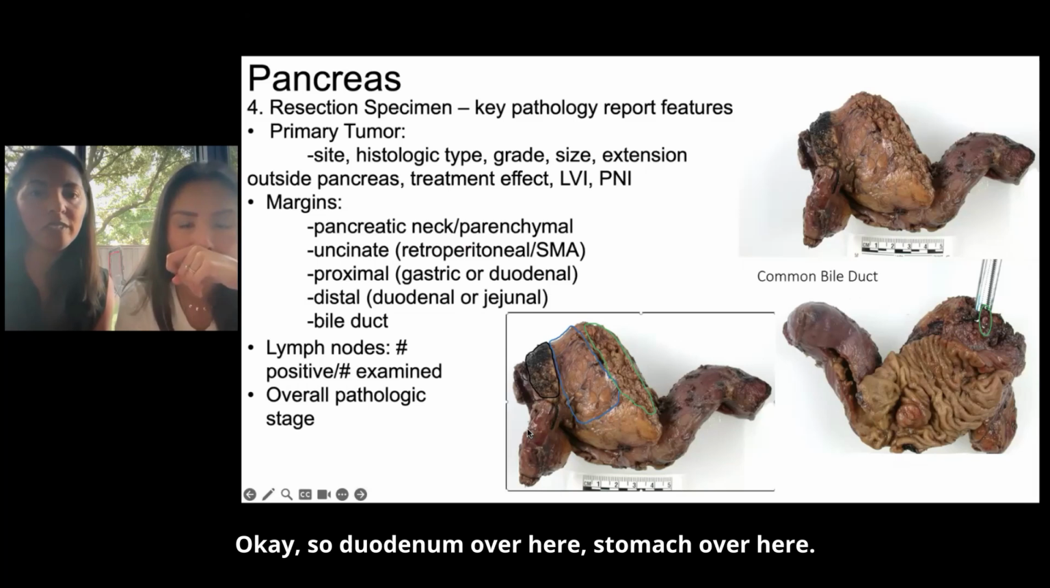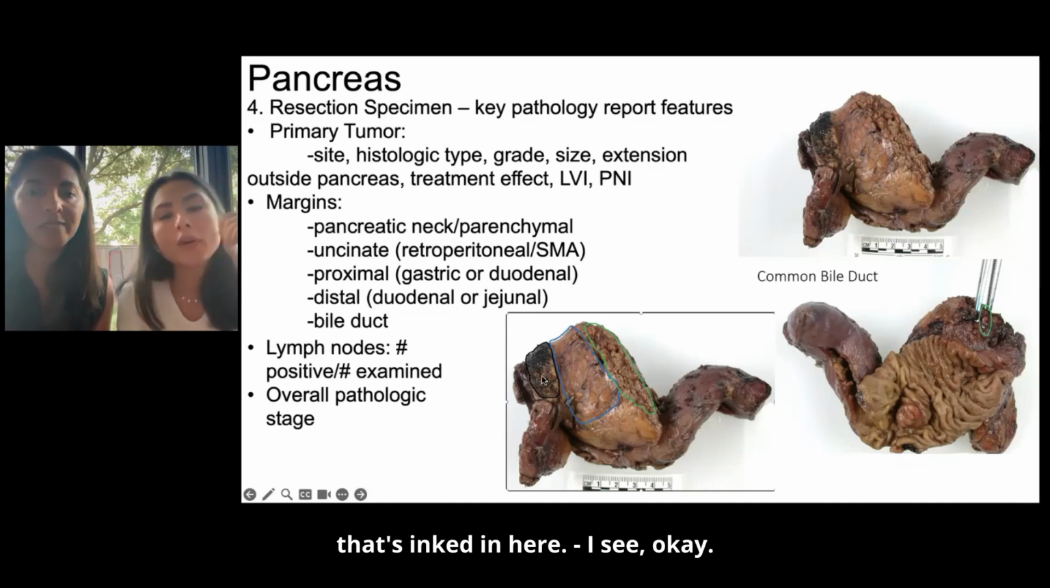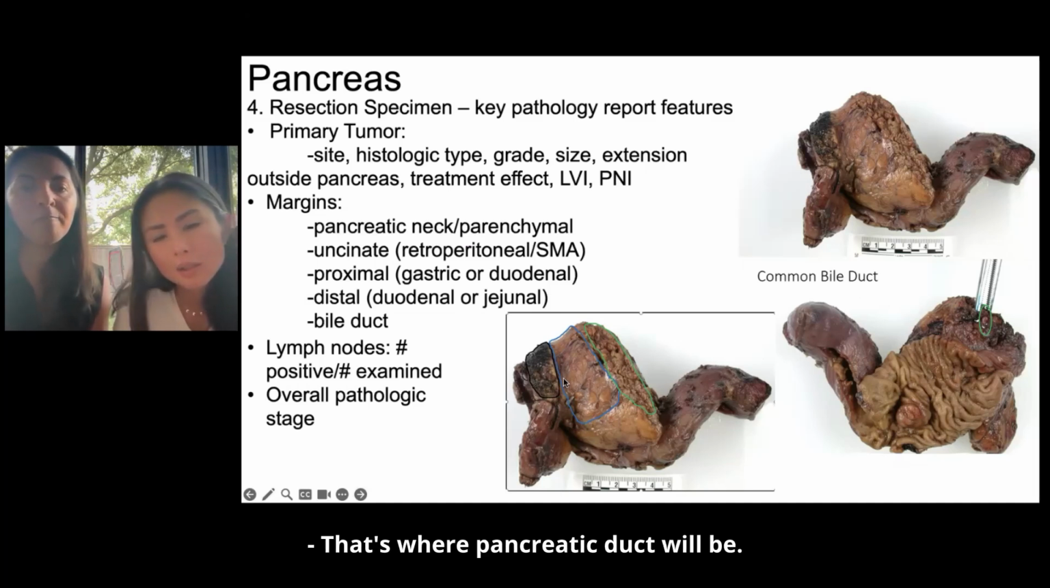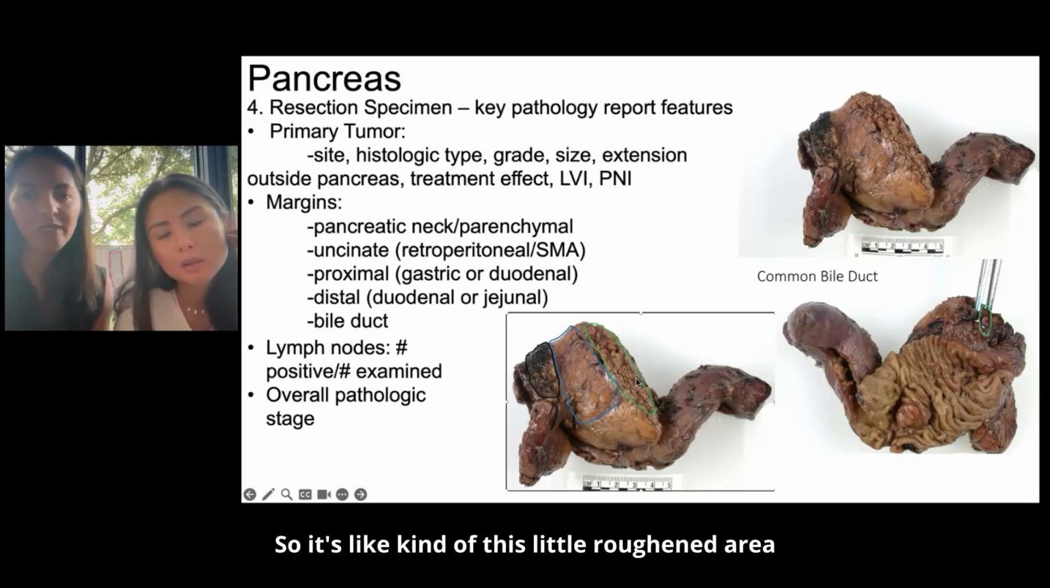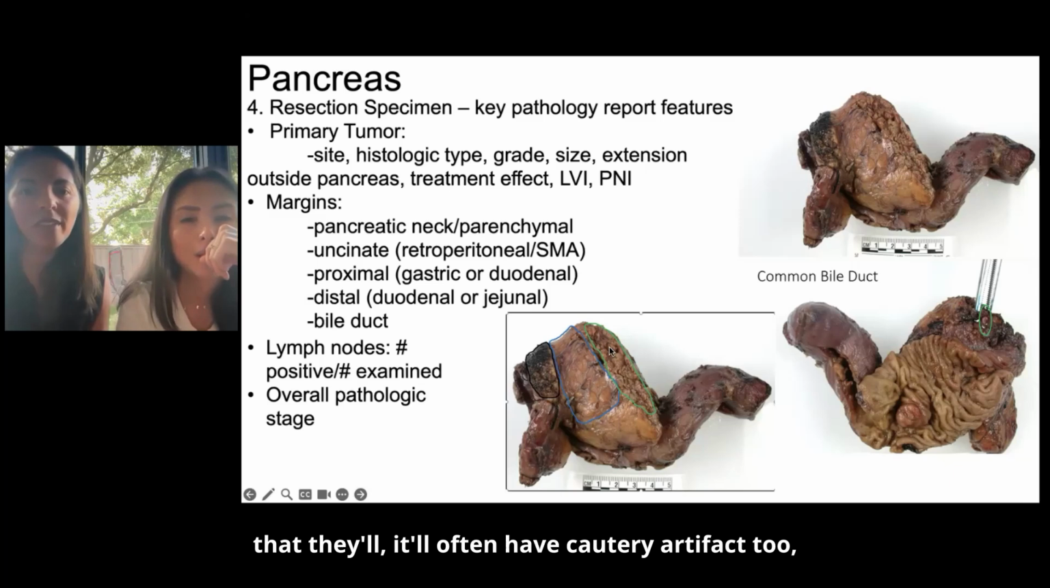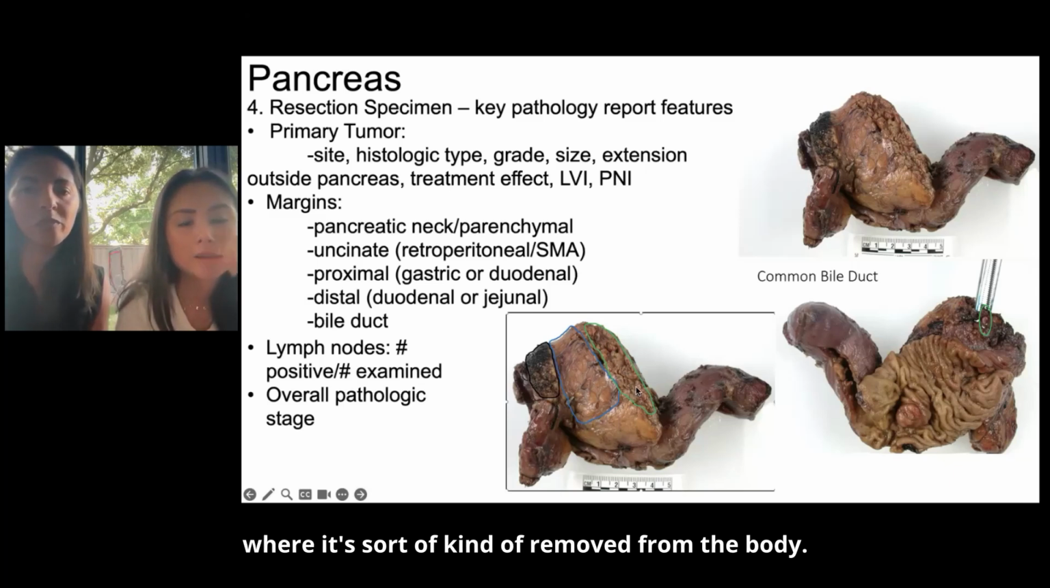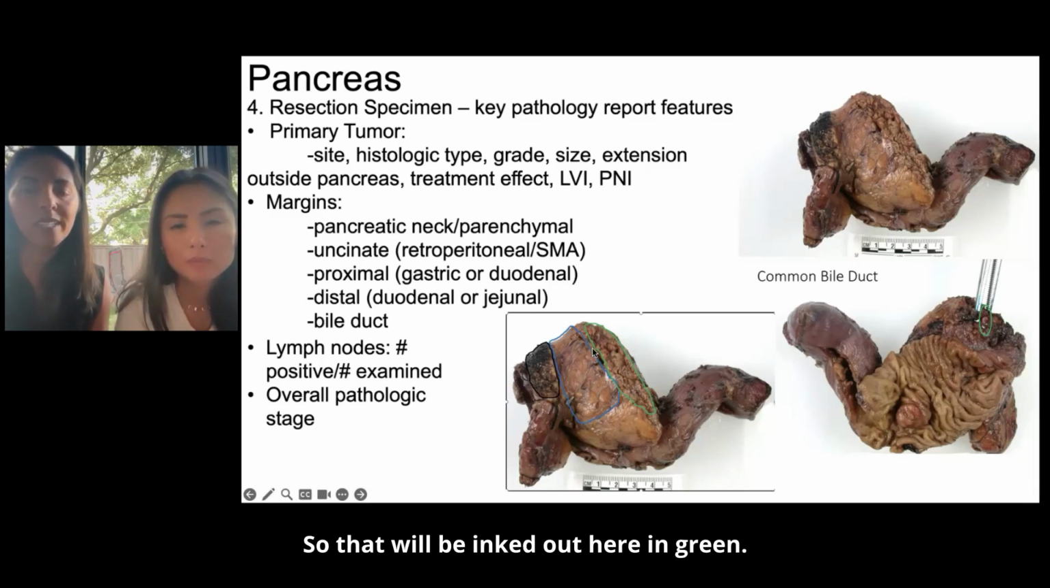Okay, so duodenum over here, stomach over here. This is the pancreas itself. This is going to be the pancreatic neck margin that's inked in black here. That's where the pancreatic duct will be. Over here is the retroperitoneal margin. It's a little roughened area that will often have cautery artifact too, where it's surgically removed from the body. So that will be inked out here in green.